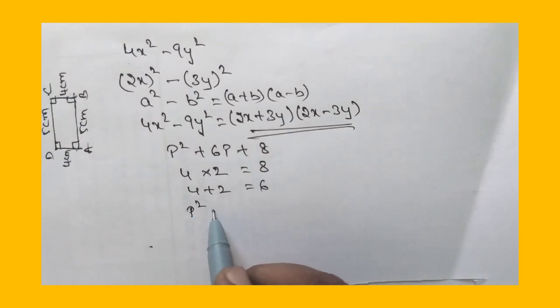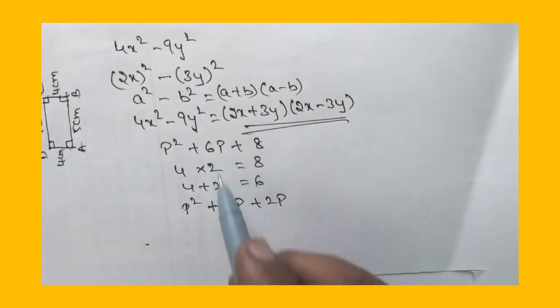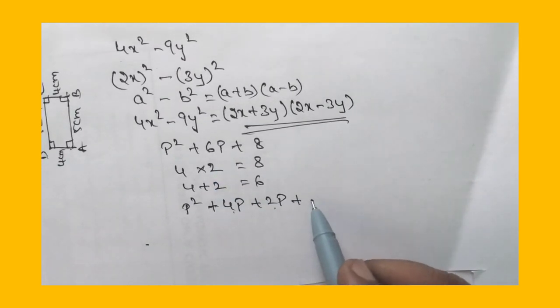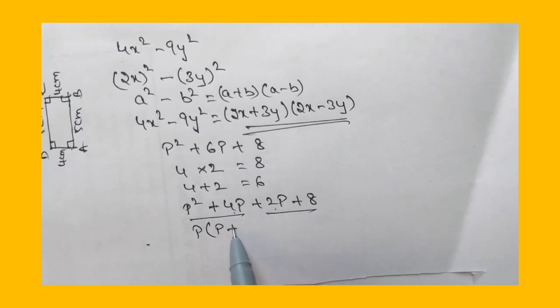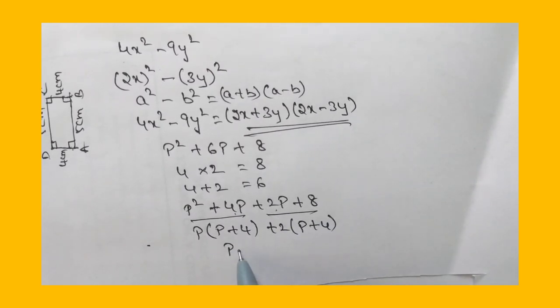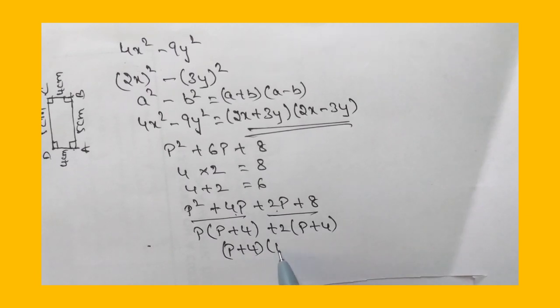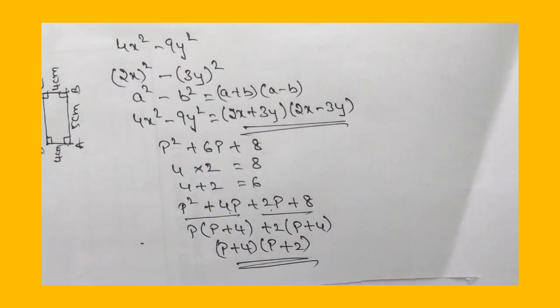So now factorize it. P square plus 4p plus 2p plus 8, since 6p can be written as 4p plus 2p. These two are one group and these two are one group. Take p as common, p plus 4, and 2 common, p plus 4. What is common to both? P plus 4. And what is remaining? P plus 8. So p plus 4 into p plus 8 are the factors of the given expression. Like this we have to answer this question. By answering this one, we have successfully completed practice paper number 11 of mathematics of class 8.